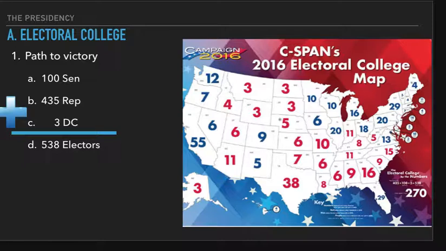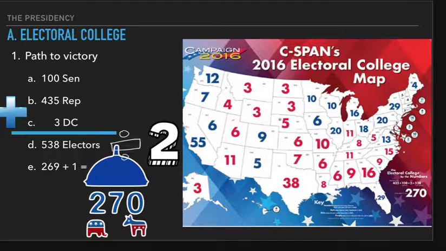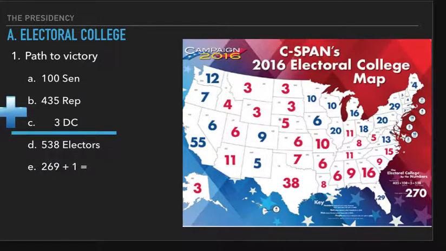Not quite. 269. So in order to win the election here, oh, that did not work out right. I did, but it was not my finest work. That is for sure. So 538 divided by 2 gives us 269. So the plus 1 is only helping us to figure out the minimum number of electoral votes that we need to win. So if we divide the 538 by 2, that's 269.